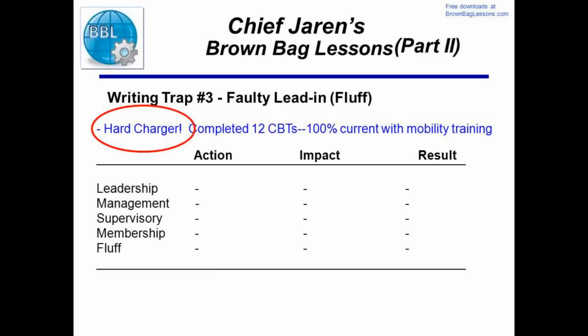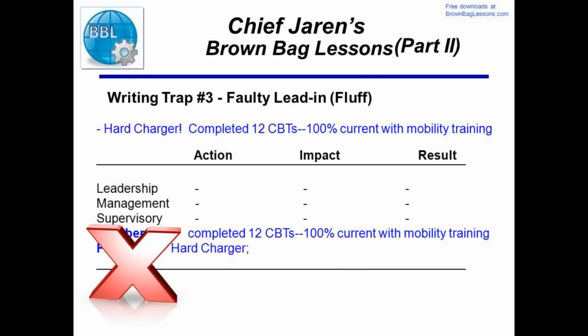The rest of this bullet, completing the computer-based training modules, 100% current with mobility training, that's like requisite training. You have to have that to be able to do your job in the Air Force. So the bullet really doesn't even belong on someone's report. But that aside, the lead-in is not very good.